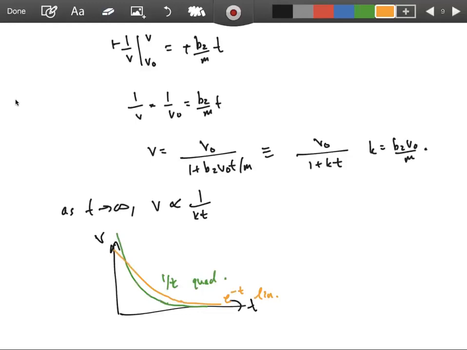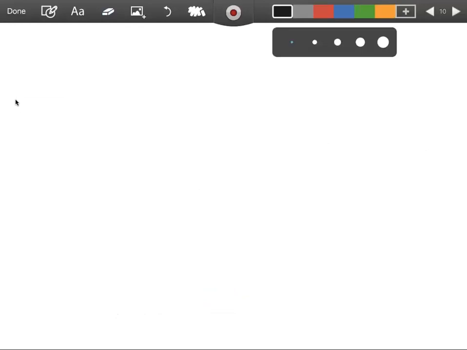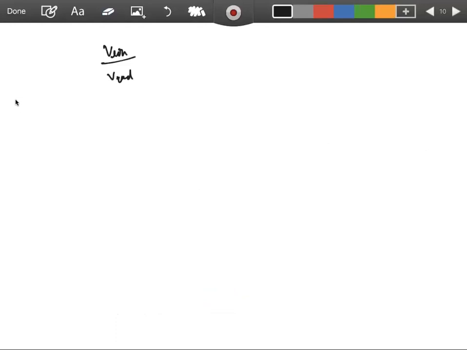So let's compare the solution of the linear case to the quadratic case to get a feeling for the differences between the two cases, comparing the two velocities. So let's look at my v linear divided by my v quadratic. They both have v zeros in them, so they're going to cancel out. So basically what I'm left with is 1 plus k times t times e to the minus t divided by tau.